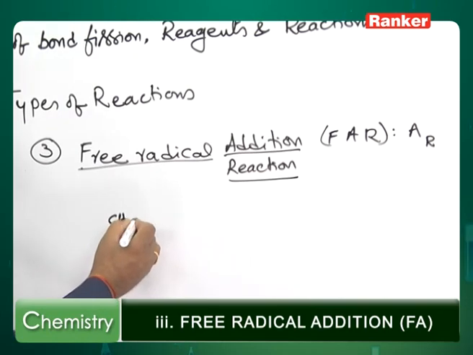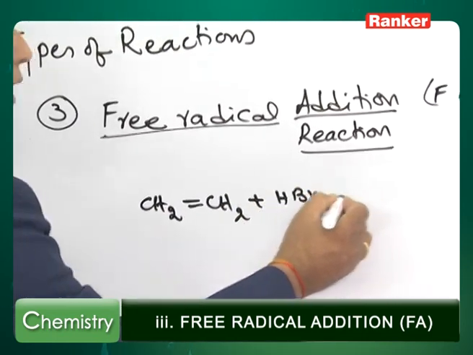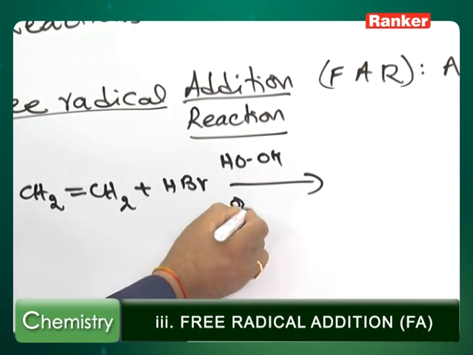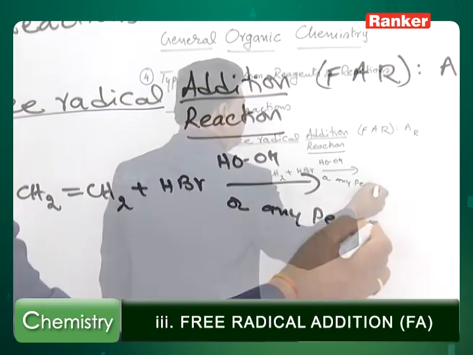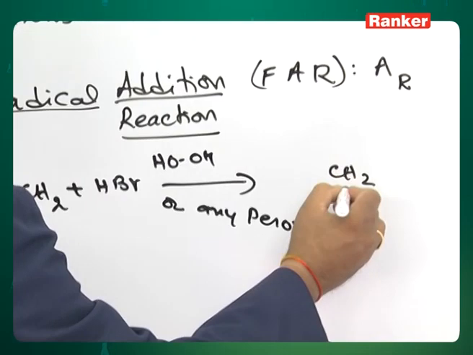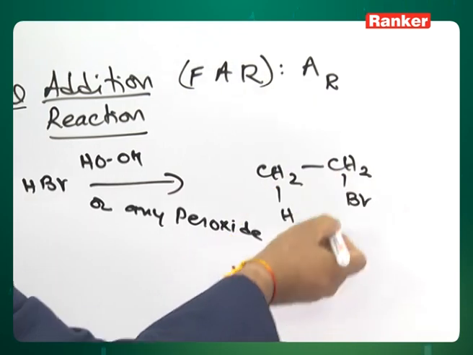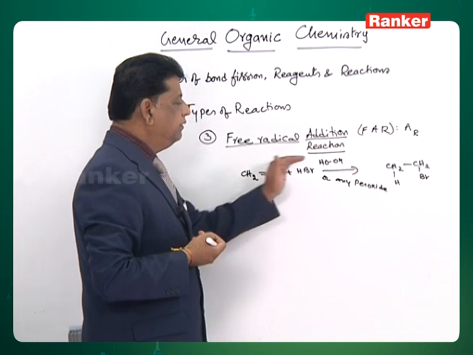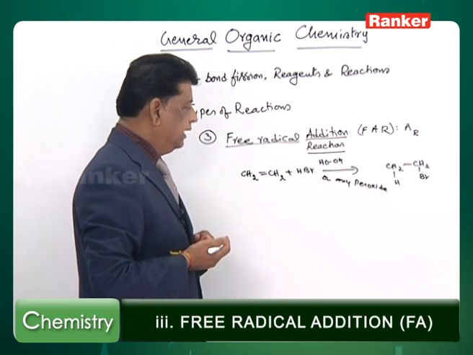So the reaction is shown here as ethylene added with HBr in the presence of hydrogen peroxide, or any peroxide you can take. Some peroxide must be there. In the presence of a peroxide, the H adds on one side, you get the CH3, and on the other side Br is added, that is, ethyl bromide is formed. HBr addition to ethylene in the presence of a peroxide follows the free radical addition mechanism.